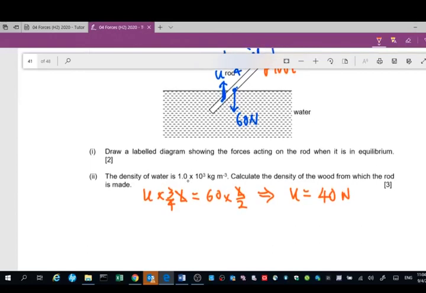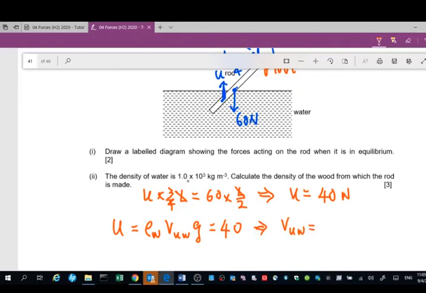So I can write U as the density of water times the volume underwater. I call this V underwater, times g, equals 40 Newton. So you're given the density of water is 1000. So from here you can easily calculate the volume that is underwater.